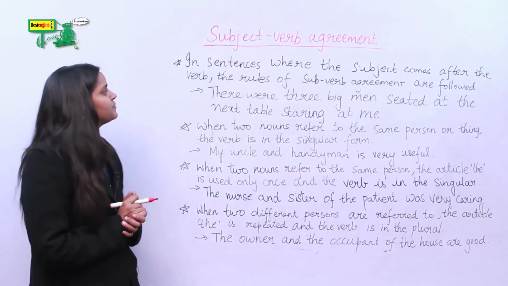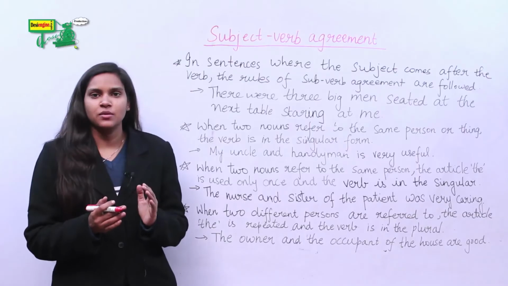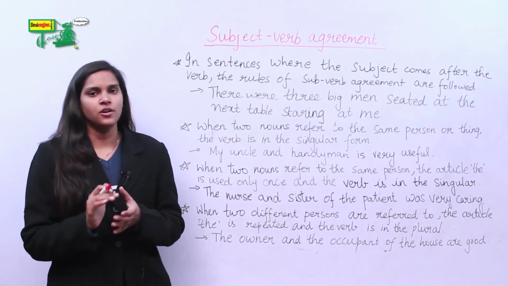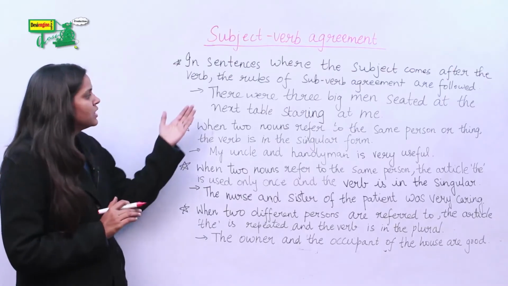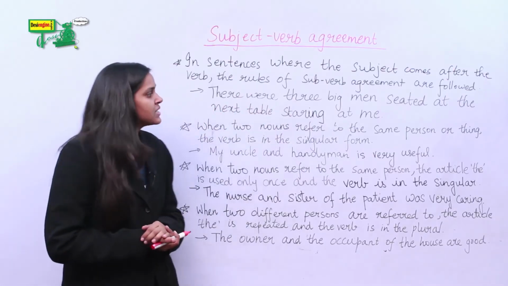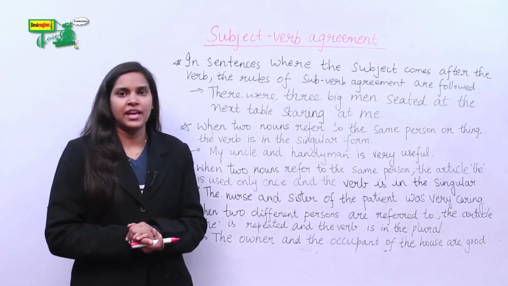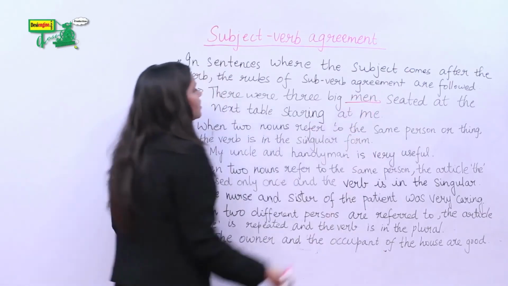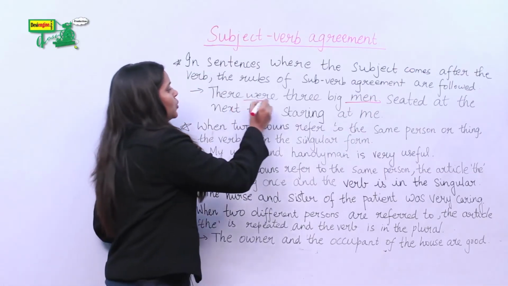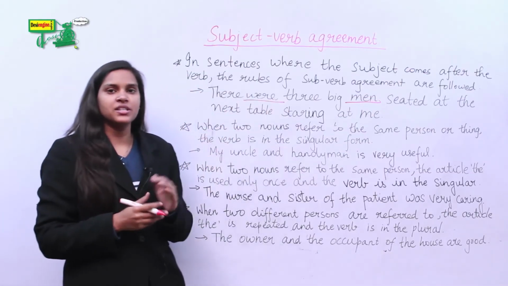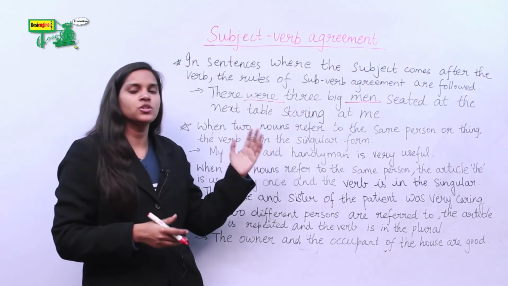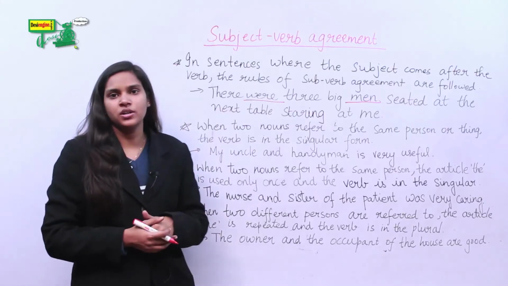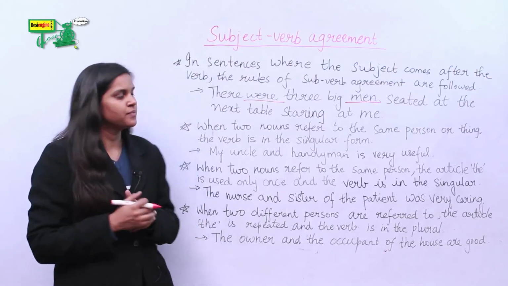Let's get started. In a sentence where the subject comes after the verb, the rules of subject-verb agreement are still followed. For example, there were three big men seated at the next table staring at me. Here, the subject is men and the verb is were. The subject is in the plural form and therefore the verb should also be in the plural form. Therefore, were is used instead of was.